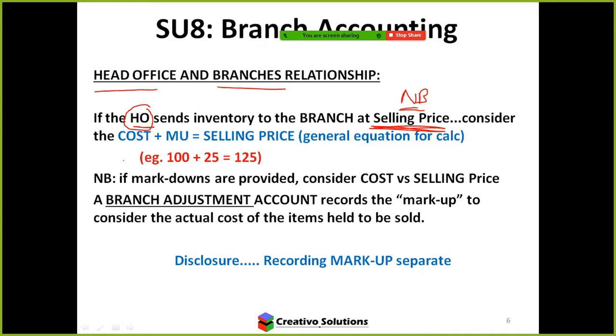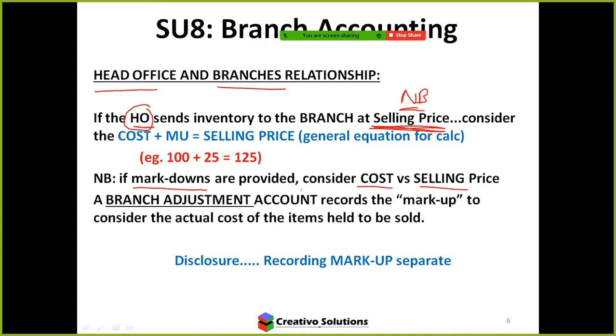Can you mark down stock? Yes, you can. What do I mean by markdown? Maybe the goods are damaged, the goods are old, the goods need to be thrown away. Markdowns, obviously, are stock that has lost value. If markdowns are provided, then you have to consider the cost and compare it to the selling price. Sometimes goods are marked down. If they're marked down, they would talk about maybe potential discounts, maybe potential write-offs, depending on what's happening.